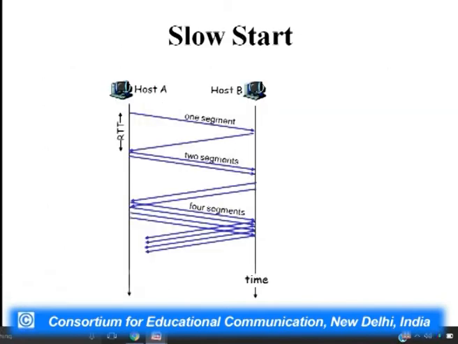Slow start means a host will start with one segment. If it gets a timely response within the RTT period, then it will send 2 segments. Then if it is also getting a response in time, it will send 4 segments, then 8 segments, while it keeps getting responses within the RTT. RTT is the round trip time, how much time data takes to go from host 1 and for the response to come back.